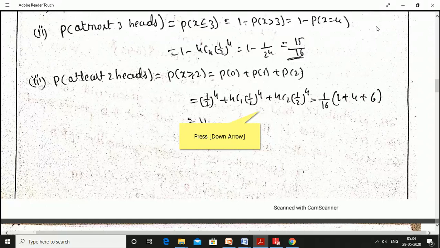It is P of 2 plus P of 3 plus P of 4 that you need to find. P of 2 means 4C2 (1/2)^4, plus P of 3, 4C3 (1/2)^4, plus 4C4 (1/2)^4. You need to simplify this.